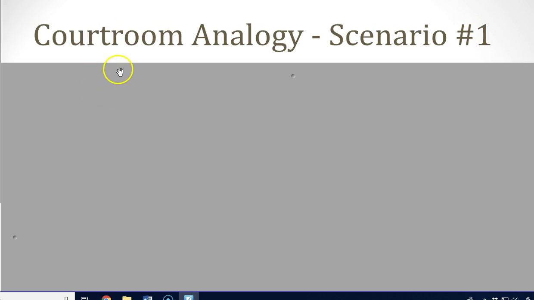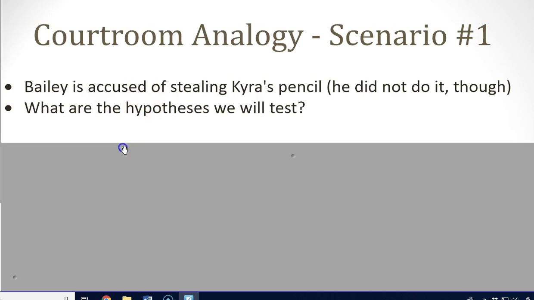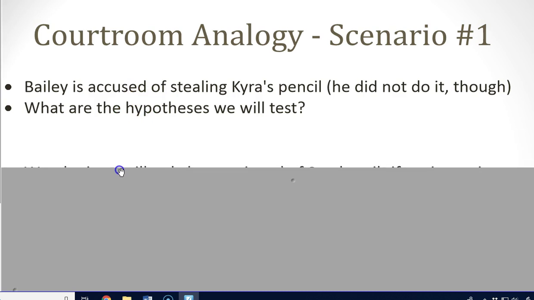Just play along. Okay. With permission of the actors involved, we have some actors here. Bailey's accused of stealing Kyra's pencil, but he didn't do it, right? Falsely accused. What are our hypotheses? So think about this. If we were to come in a court of law, what are we assuming about Bailey?